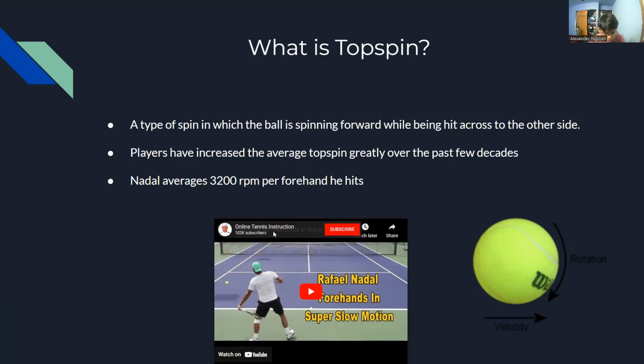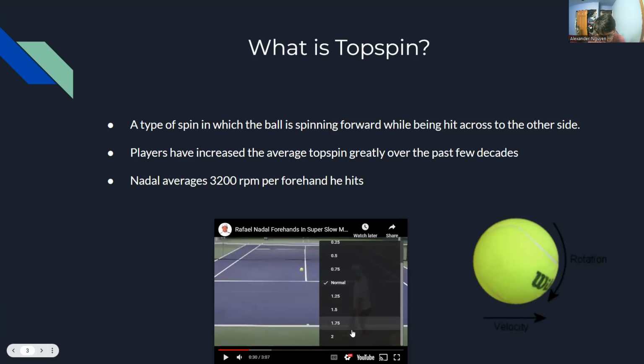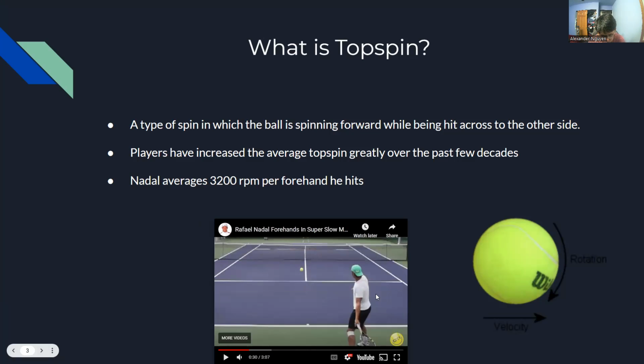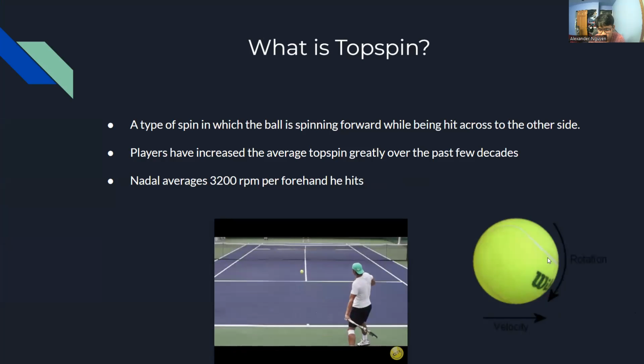Here we have Rafael Nadal. He hits with 3,200 revolutions per minute for each forehand he hits. This is the most in tennis, and that's a lot of the inspiration, I guess. I'm going to speed it up a little because right now it's super slow. As you can see, he angles his racket down, he hits it, and then it spins forward on the way this way. And then as you can see from the ball here, same concept, spinning forward while going forward.